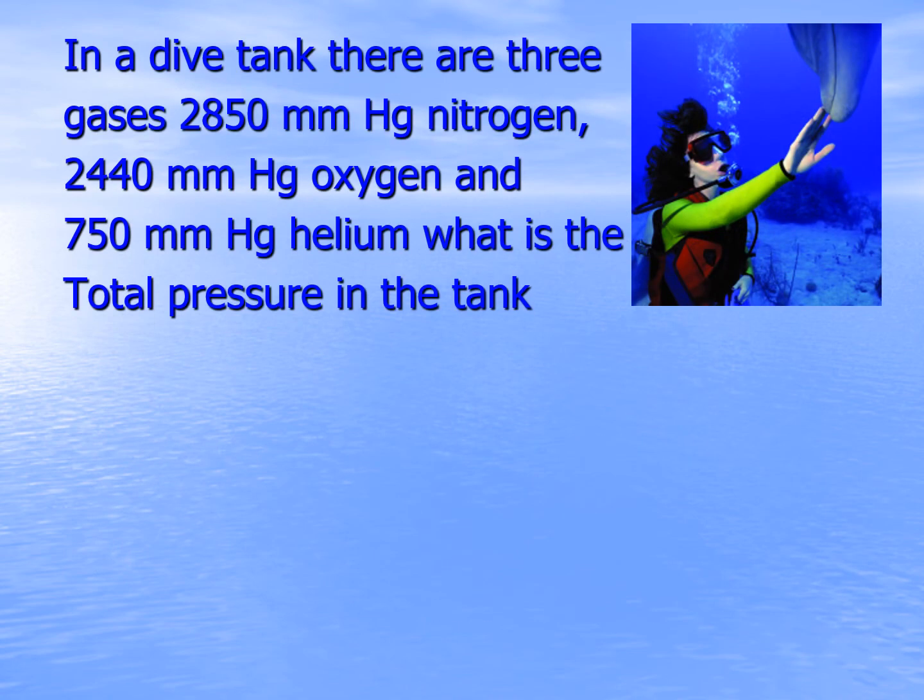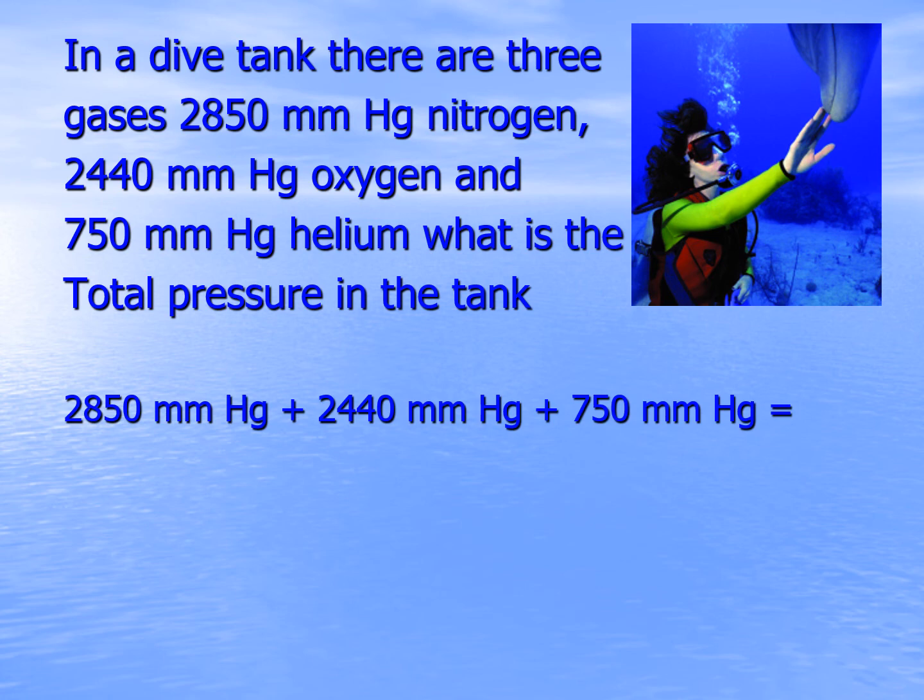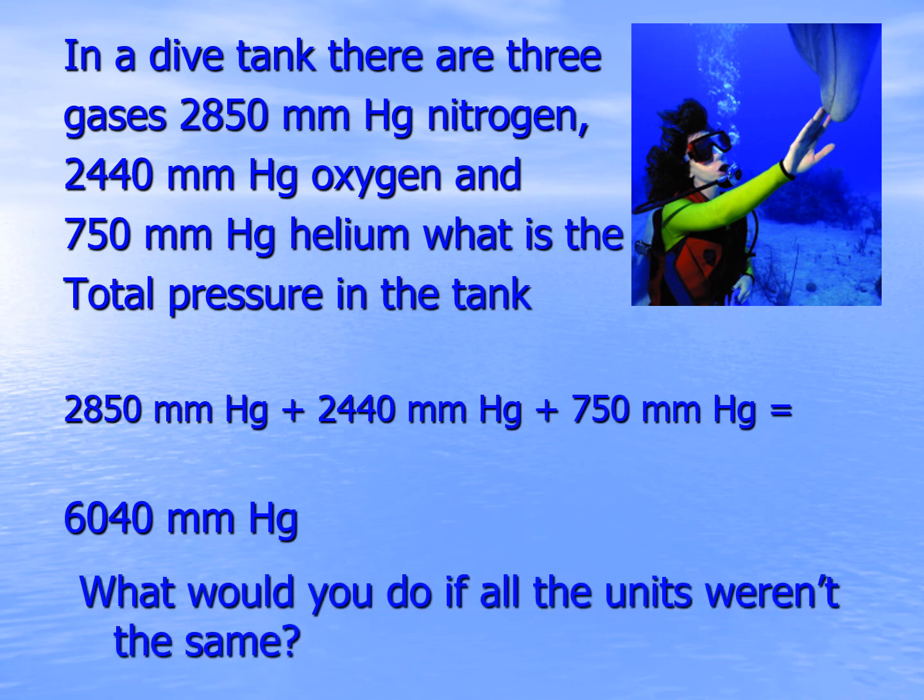This might be useful if you're talking about a dive tank for scuba diving. Let's say that your dive tank has 3 gases, 2,850 millimeters mercury of nitrogen, 2,440 millimeters mercury of oxygen, and 750 millimeters mercury of helium. What's the total pressure in the tank? It's just the sum of the individual partial pressures, or 6,040 millimeters of mercury. Now, if one of those was given as atmospheres, I'd convert it to millimeters mercury. If two of them were atmospheres and one of them was millimeters mercury, I'd convert the millimeters mercury to atmospheres. Of course, I would also check what unit they want me to finish in.